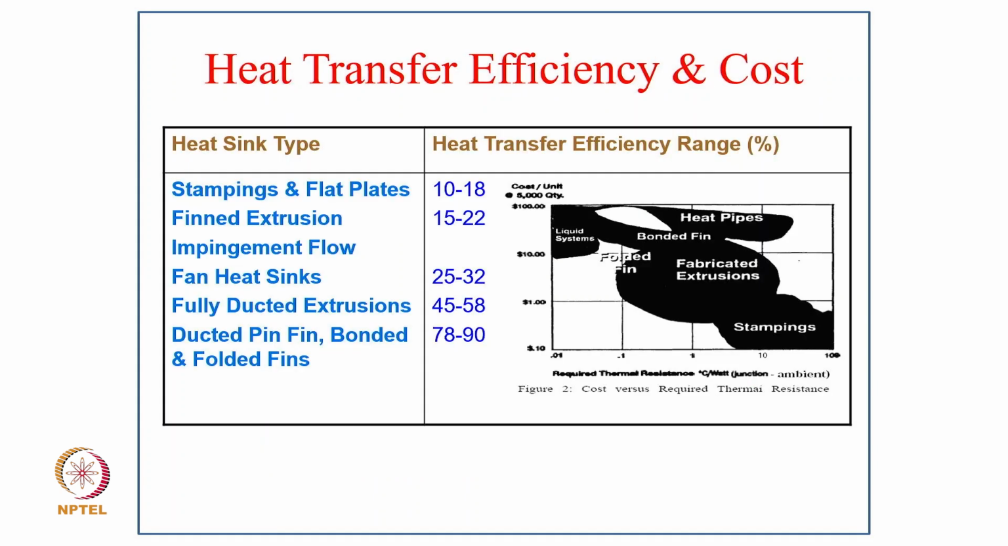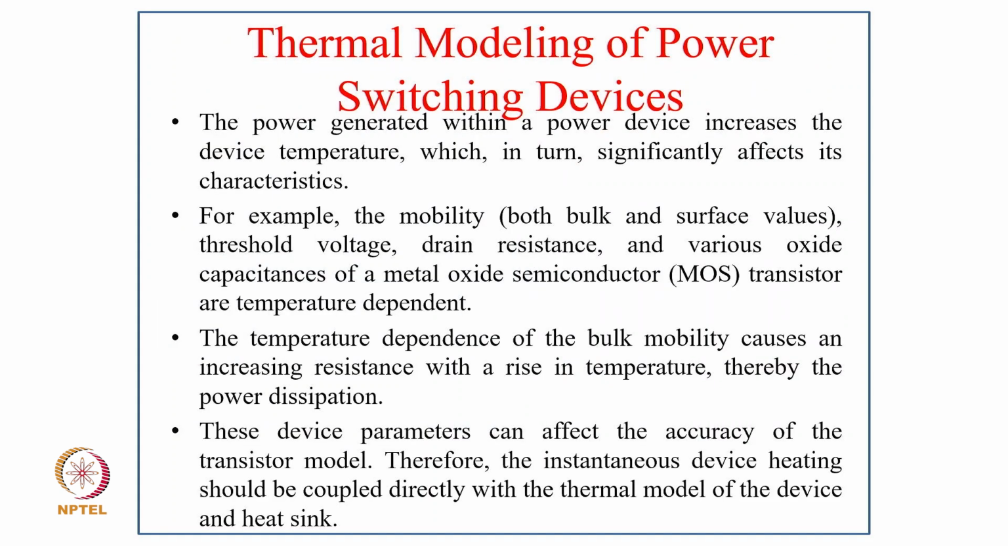Then coming to heat transfer efficiency and cost. Here the heat transfer efficiency is given for the different kinds of heat sink types. With stamping flats it is 10 to 15 percent, and ducted fin bonded goes to 78 to 90 percent typical heat transfer efficiency. And here is typically the cost versus required resistance.